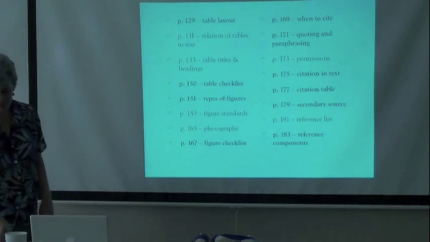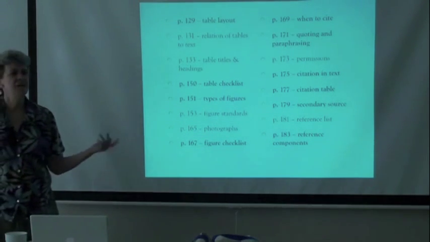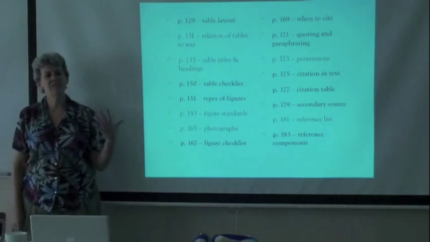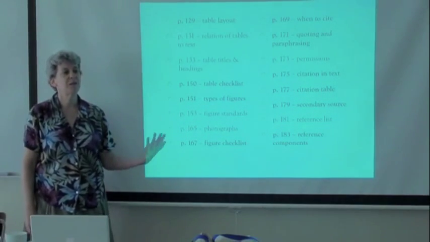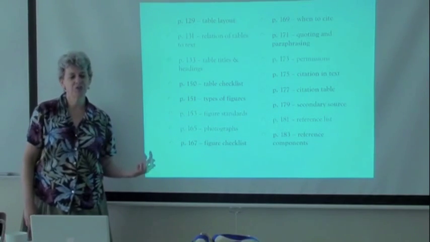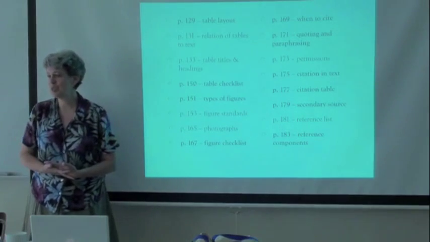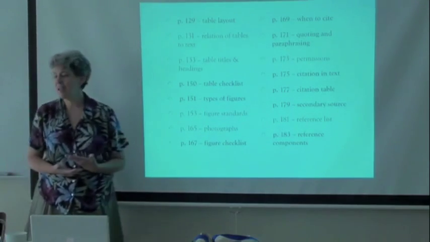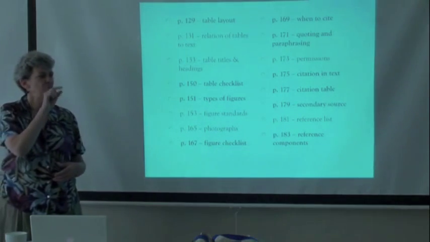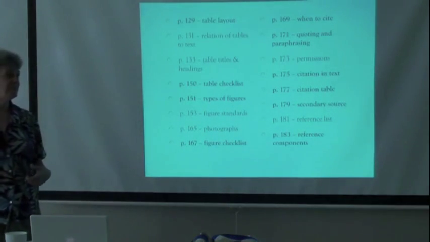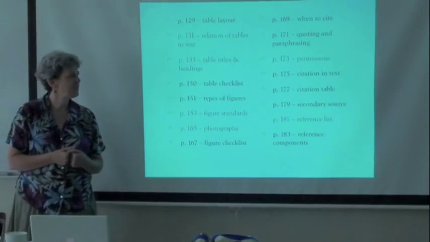Page 173 has to do with permissions. You often will not be in a position where you need to get permissions. You need them when you're quoting an extensive amount of text and submitting it for publication, and the publisher of the journal wants to know that you have permission to reproduce it. In a lot of textbooks, you'll see tables and figures that say at the bottom, reprinted with permission from so-and-so. So it's a way for that to happen.